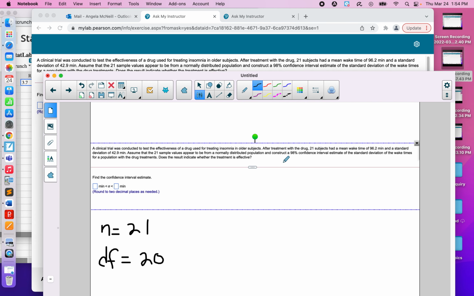All right, we know the standard deviation of the sample is 42.9 minutes. And it seems to be normally distributed. And this is a clinical trial. Now, I don't see anything about it being random, but I'm assuming that the clinical trial must have been random with blinds and double blinds and all that stuff. So I'm assuming that all of the requirements are met. It does say that it's normally distributed.